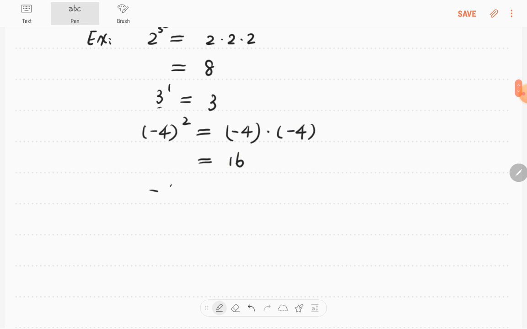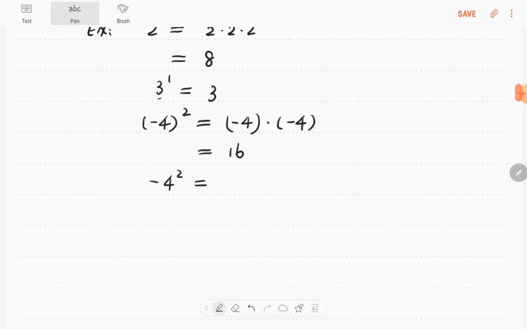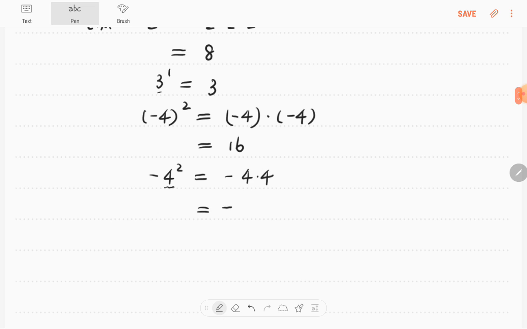Let's check another one. It looks very similar to the previous one. But this time, what is our base? It's negative 4 or 4? Here we do not have any parentheses, so we will just treat 4 as our base. If 4 is the base, we should keep the negative sign first. After that, 4 is the base, then times 4 because we have the exponent 2. Then keep the negative sign and do the multiplication 4 times 4. So this time we will get a negative 16.